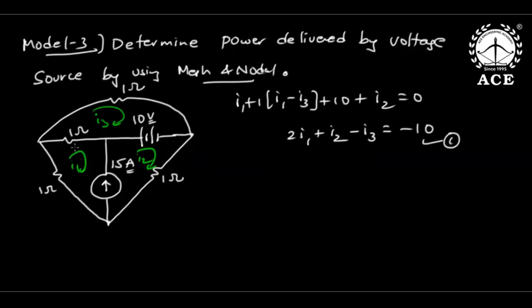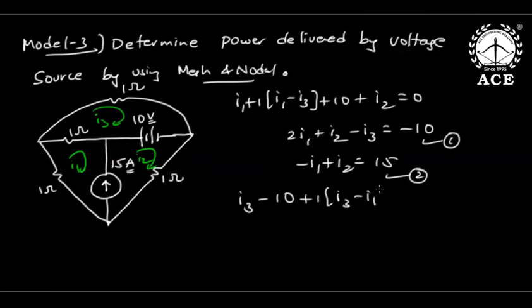Now the second equation is the difference. This is I1, this is I2, but the difference is going up now, so I2 should dominate I1. So I2 minus I1 equal to 15. Third, directly 1 into I3 minus 10 plus 1 into I3 minus I1 equal to 0. Minus I1 plus 2I3 equal to 10.